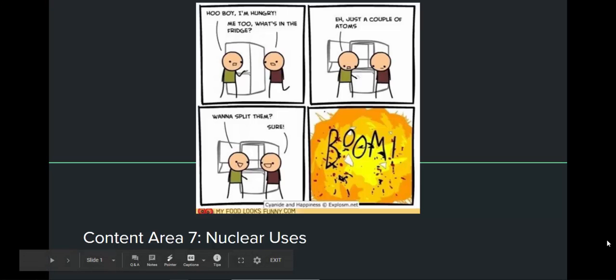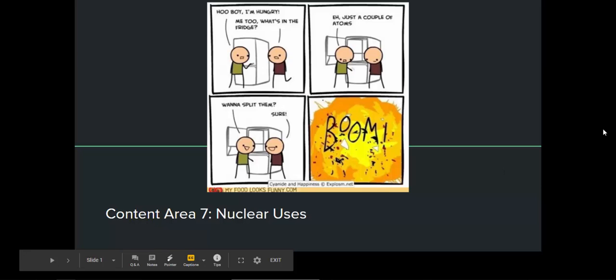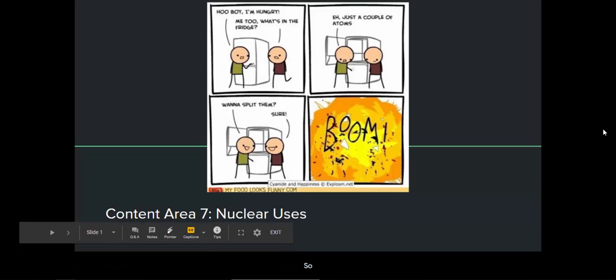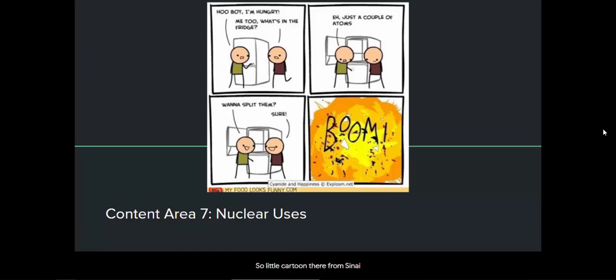If I remember. Okay. So here we have notes on nuclear uses. You know, little cartoon there from Cyanide and Happiness. This is kind of what we're talking about, right?